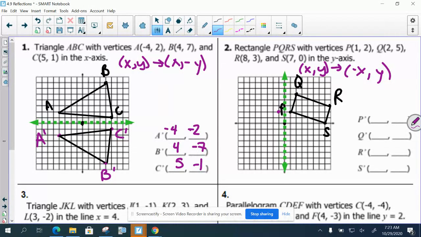All right, so P would be right here, P prime at -1, 2. Q prime will be at -2, 5. R prime will be at -8, 3. And S prime will be at -7, 0.